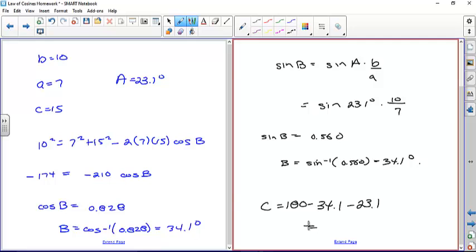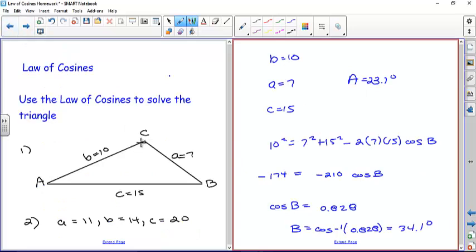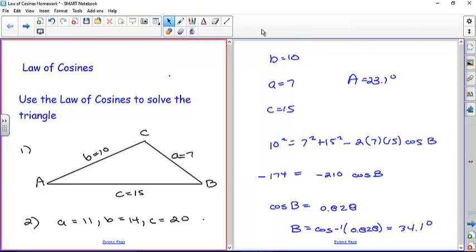So we get 180 minus 34.1 minus 23.1, which is 122.8 degrees. And if we go back and look at our drawing, you can see that C is the biggest angle, and it looks greater than 90 degrees. A is the smallest angle, which we calculated to be 23.1, and this one is the 34.1. So the scaling looks pretty good as far as the drawing is concerned.